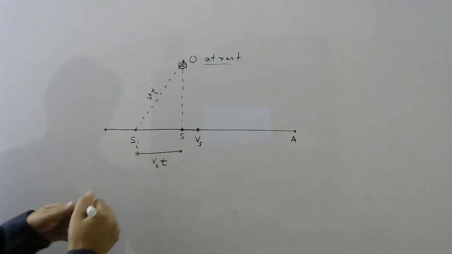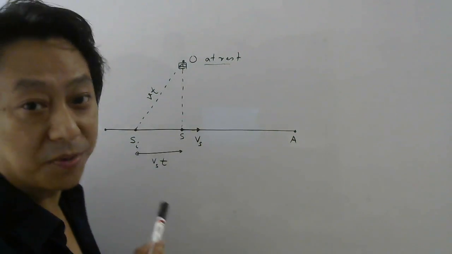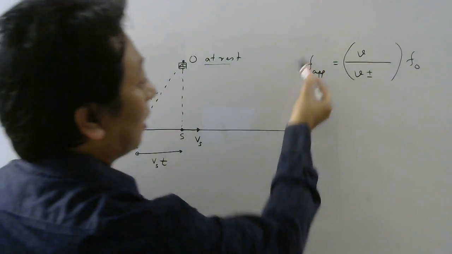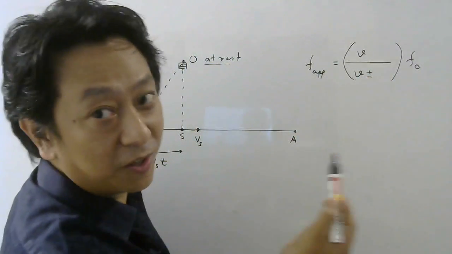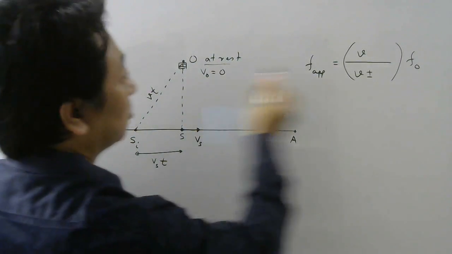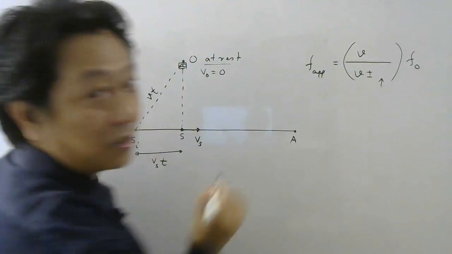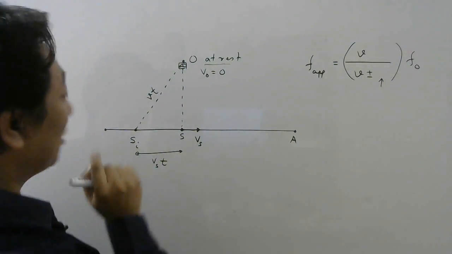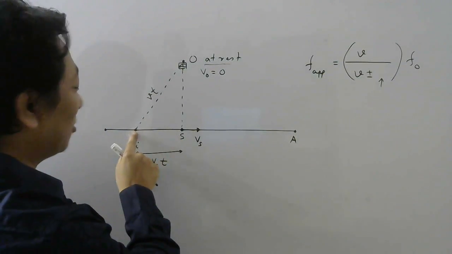Now, let's use the formula to calculate the apparent frequency heard by the observer. As we know the formula, the apparent frequency is equal to the speed of sound, which we know. And since the observer is at rest, VO is 0, so no need to write VO here. And here we need to write the velocity of the source. Now tell me, should I write the velocity of the source when the source is here or when the source is here?